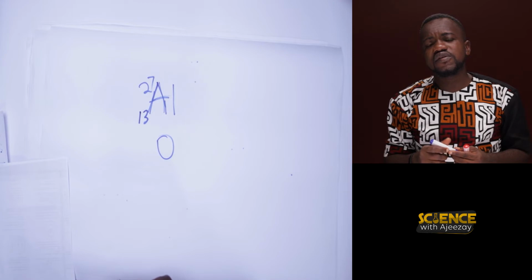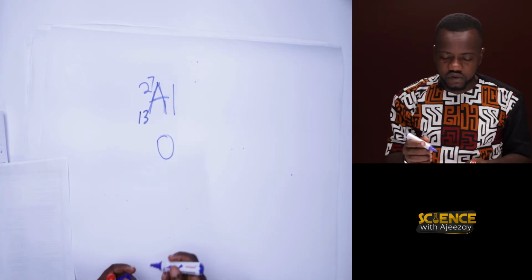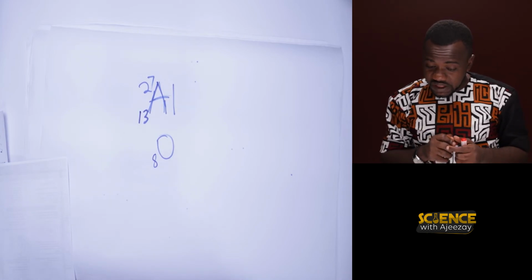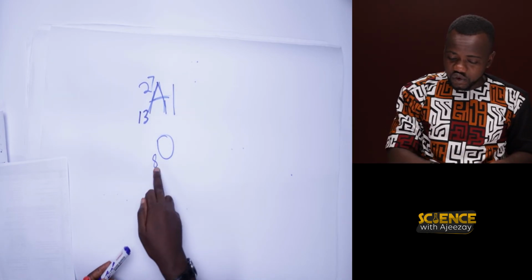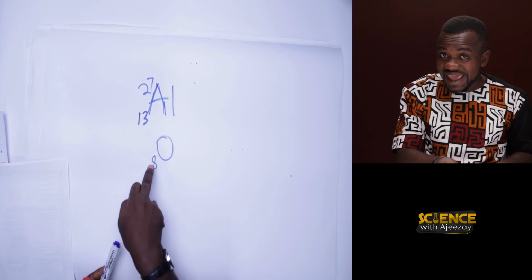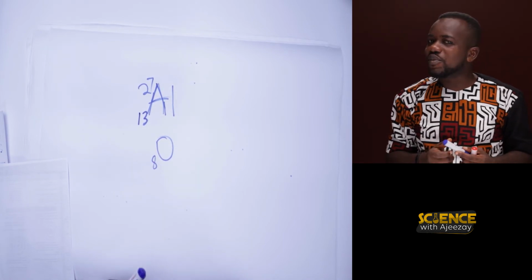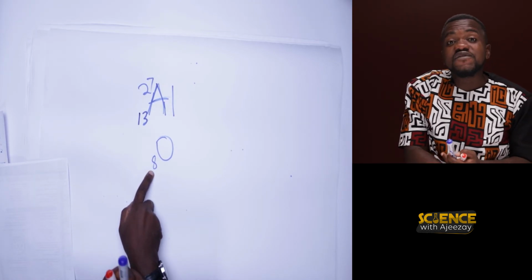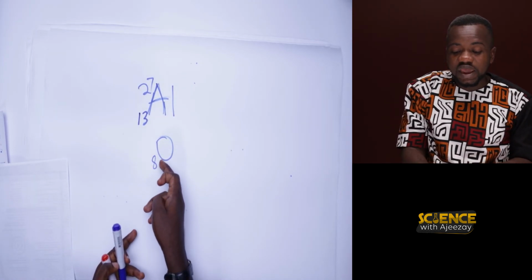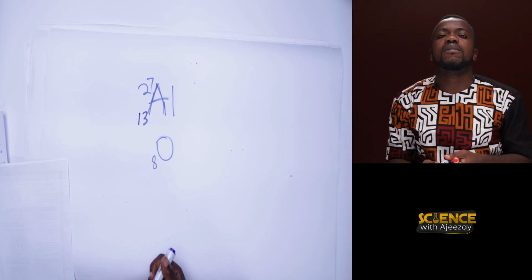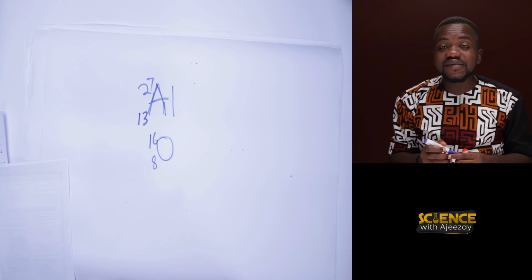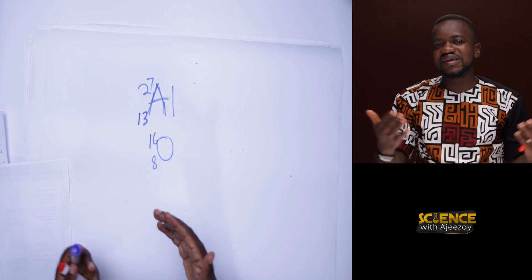Oxygen is the 8th element. So 8 is the atomic number. And like I said, because this is even, if you multiply this by 2, it should give you the mass number. 2 times 8 is 16. So the mass number of oxygen is 16.